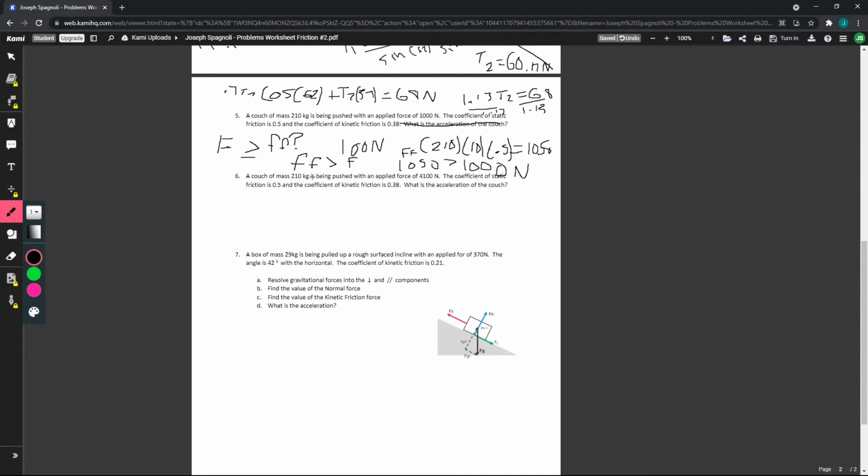Okay, so the same question, except now we have a lot more force. This is because we know, because it's the same exact weight and same exact force of friction, and we know we needed at least 1,050 newtons to push it, and we're giving it 4,100. We know we can do this off the bat. So now, instead of using the static friction, since we know that this couch will move, we're going to use the kinetic friction. So we're going to set this up as force.